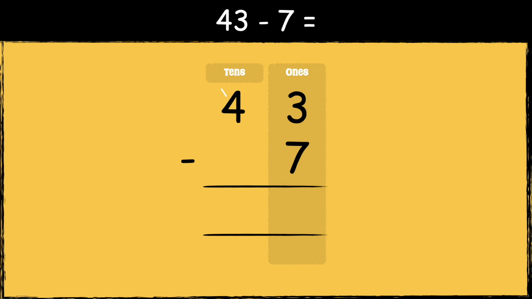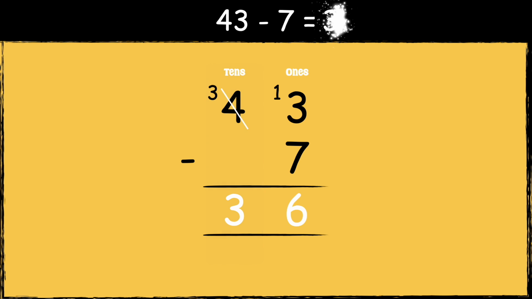When we borrow, the 4 tens becomes 3 tens. Now we've turned the 3 into 13, and 13 take away 7 gives us 6. Now we need to subtract the digits in the tens column. So we have 3 take away 0, which is 3. So the answer is 36.